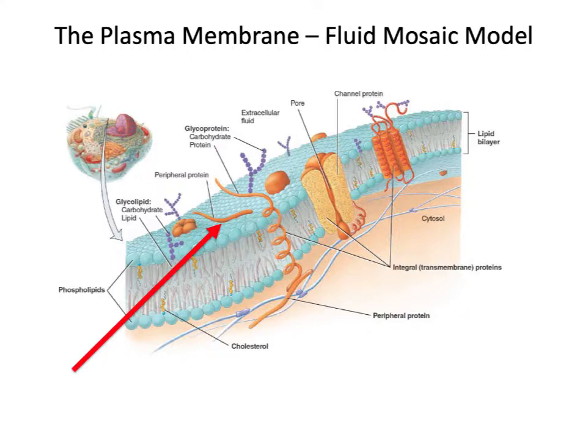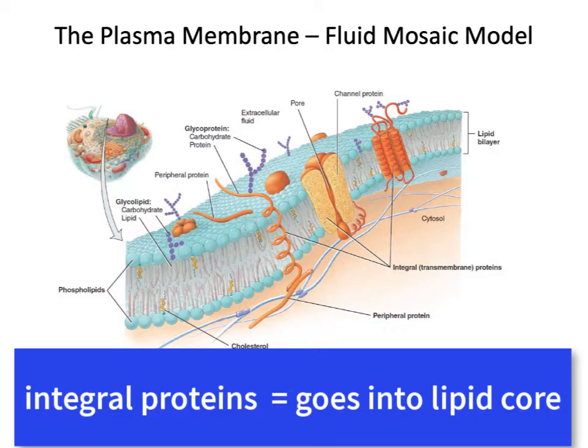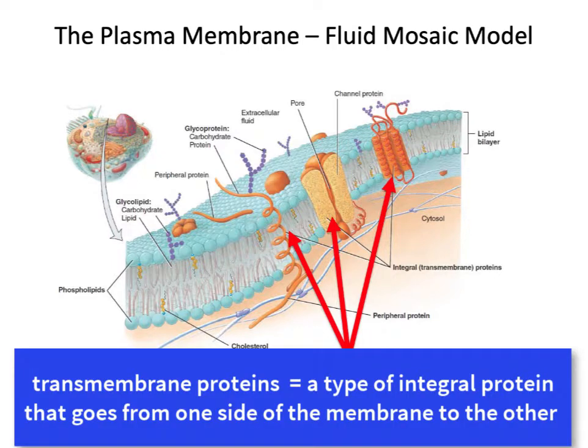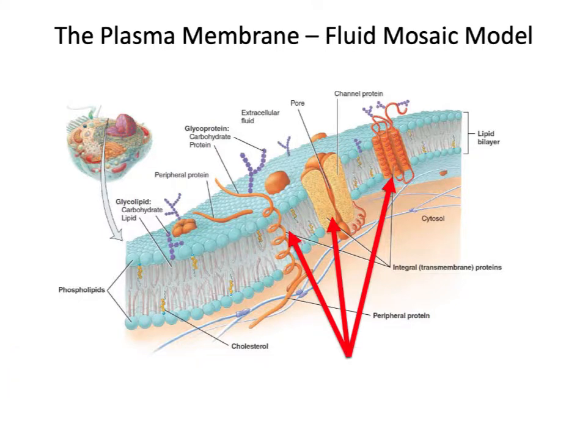The other type of membrane protein is called an integral protein. This means that the protein intrudes into that inner lipid portion of the membrane. Some integral proteins go all the way through the membrane, and these are called transmembrane proteins. Others go just into the lipid portion. These are still integral proteins, but they're not transmembrane. These molecules are used for signaling and transport across the membrane.